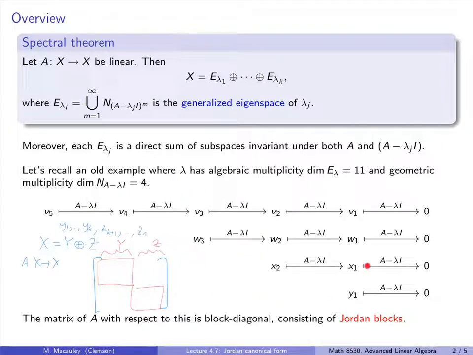So going back to this example, that means that the matrix of A is going to be an 11 by 11 matrix, and if we pick these as the basis elements, then in block form, what we're going to have is a 5 by 5 block corresponding to this invariant subspace, a 3 by 3 block corresponding to this one, a 2 by 2, 2 by 2, and then a 1 by 1.